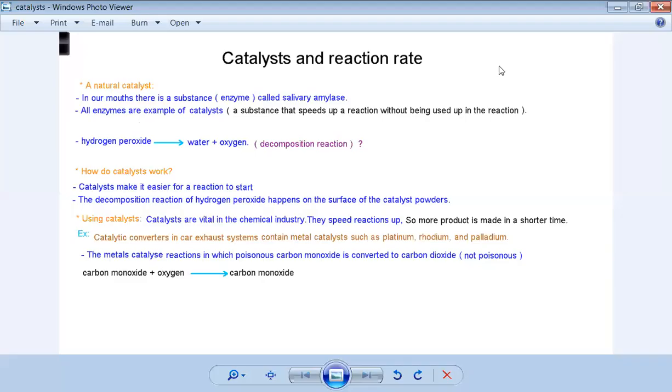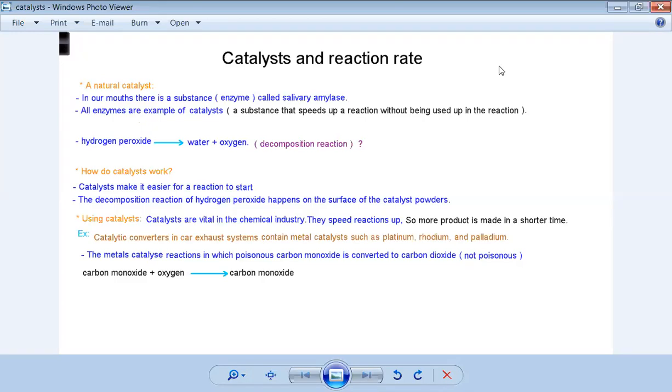Okay, so let's revise a little bit, okay? So we studied the relationship between temperature and reaction rate, and the relationship between surface area and reaction rate. And we said, as we increase the temperature, how can this affect the reaction rate? I think as the temperature increases, the reaction rate becomes faster. Yeah, it will increase the reaction rate.